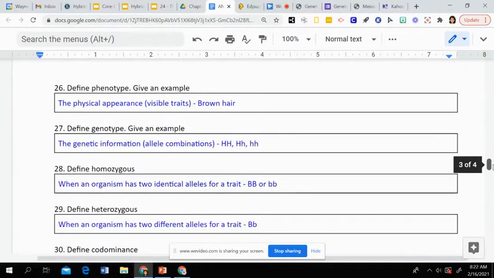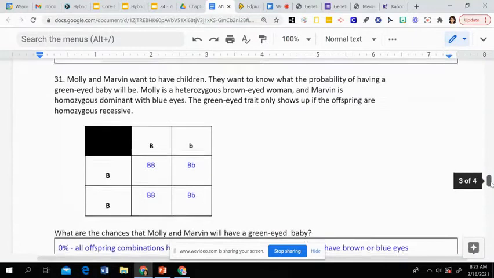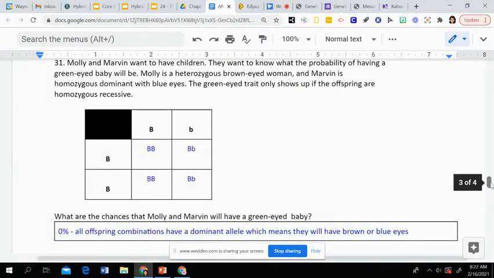What a phenotype and genotype is, and then going along with that, what homozygous and heterozygous mean. I also included what the allele combinations might look like for homozygous and heterozygous. Then we have codominance. Then in our Punnett square situations here, I have it set up for Molly and Marvin.